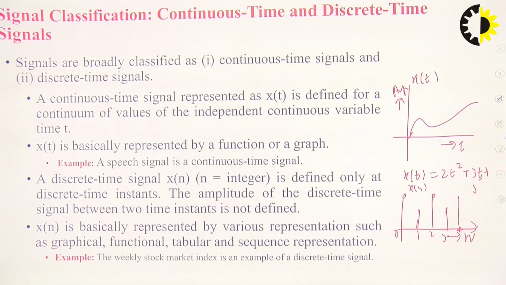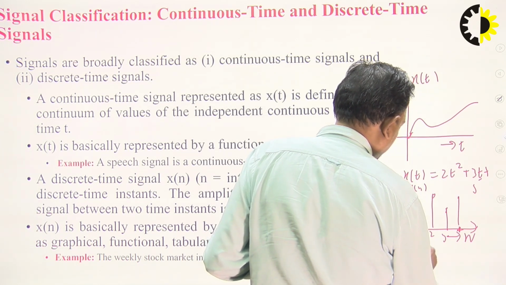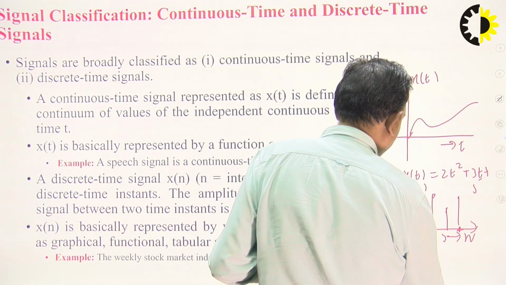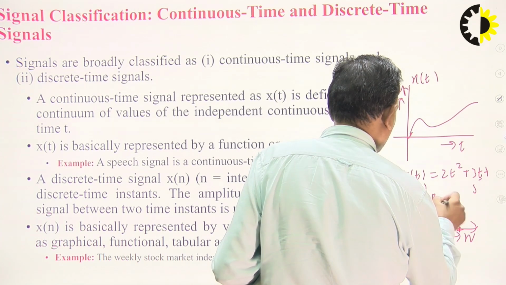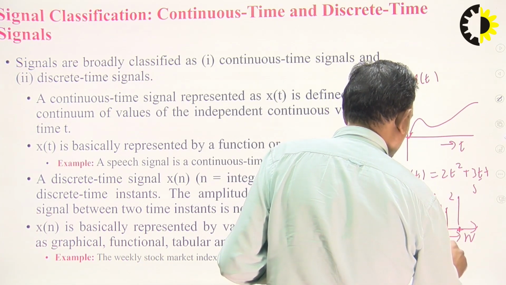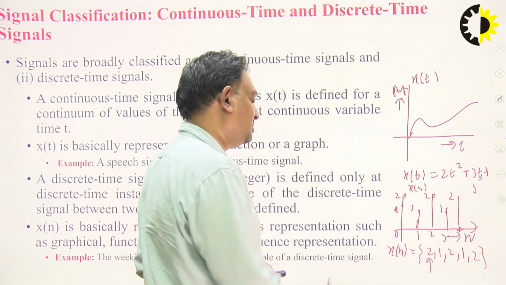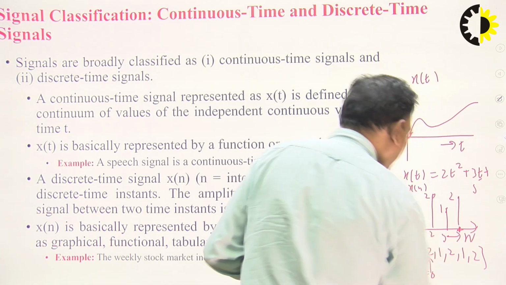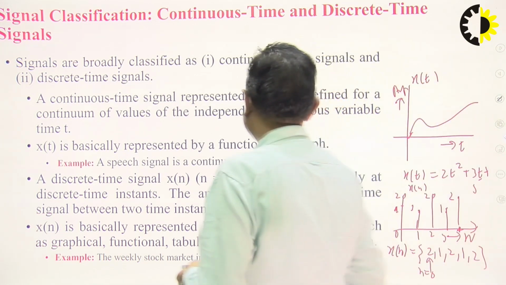The most useful way of representing a discrete time signal is sequence representation. If I write this signal in sequence form, with magnitudes let's say 1, 2, 1, 2, 1, 2, you write it like 2, 1, 2, 1, 2, and put an arrow like this. The arrow represents n equals 0. An example of a discrete time signal is the weekly stock market index, and an example of a continuous time signal is a speech signal.